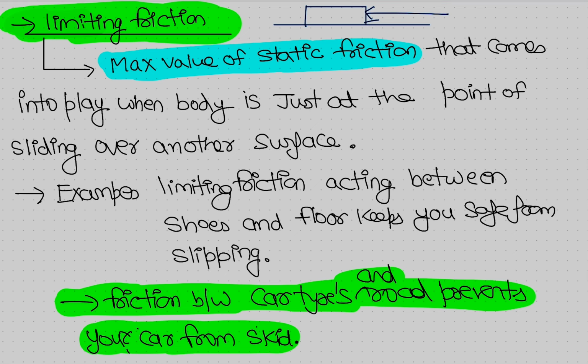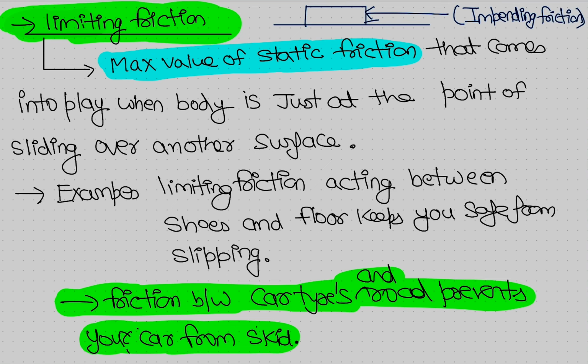Okay, so the maximum value of static friction that comes into play when the body is just at the point of sliding, which means the body just starts to slide over the surface, we call it limiting friction. And guys, limiting friction is also called impending friction.